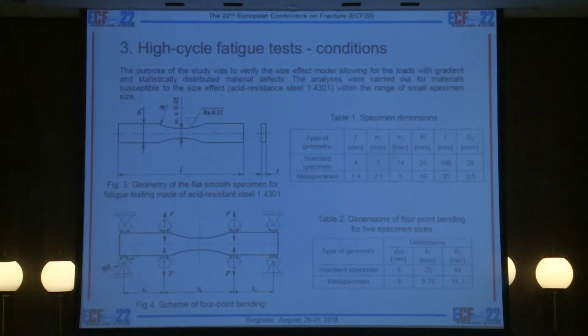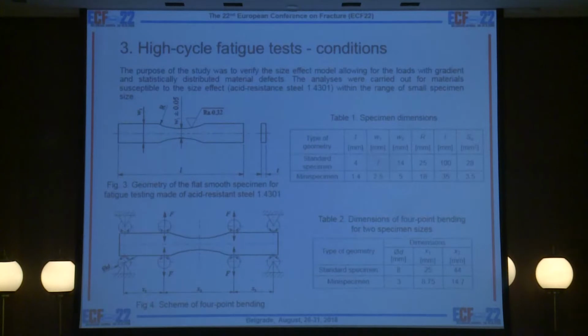For the fatigue test, it was used acid-resistant steel 1.4301. Geometry of the specimen was shown in figure 3. Dimensions were presented in table 1. Two specimens were used, a standard specimen and a mini specimen, and these specimens have different cross sections. The standard specimen has 28 millimeters squared, but the mini specimen has 3.5 millimeters squared.